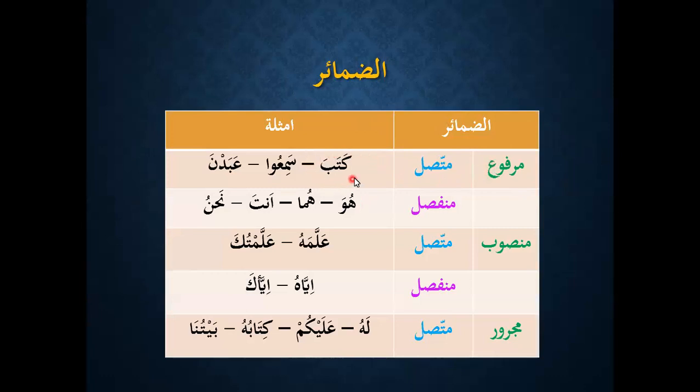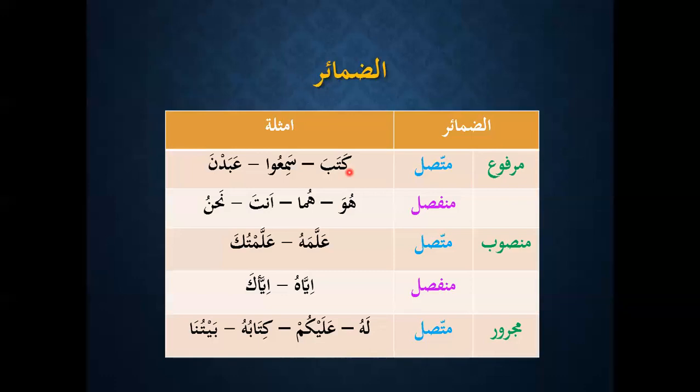For example, kataba: you know there is a dhamir in it, because every verb has a dhamir, a pronoun within it, which is the doer of that verb, huwa in this case. If you say kataba, how do you translate it? You say "he wrote." So that "he" is hidden in it, the doer of the action of writing. This is marfu. Why? Because the doer, the fa'il, is in the marfu state by default. And why muttasil? Because it is within the word, attached to the word.